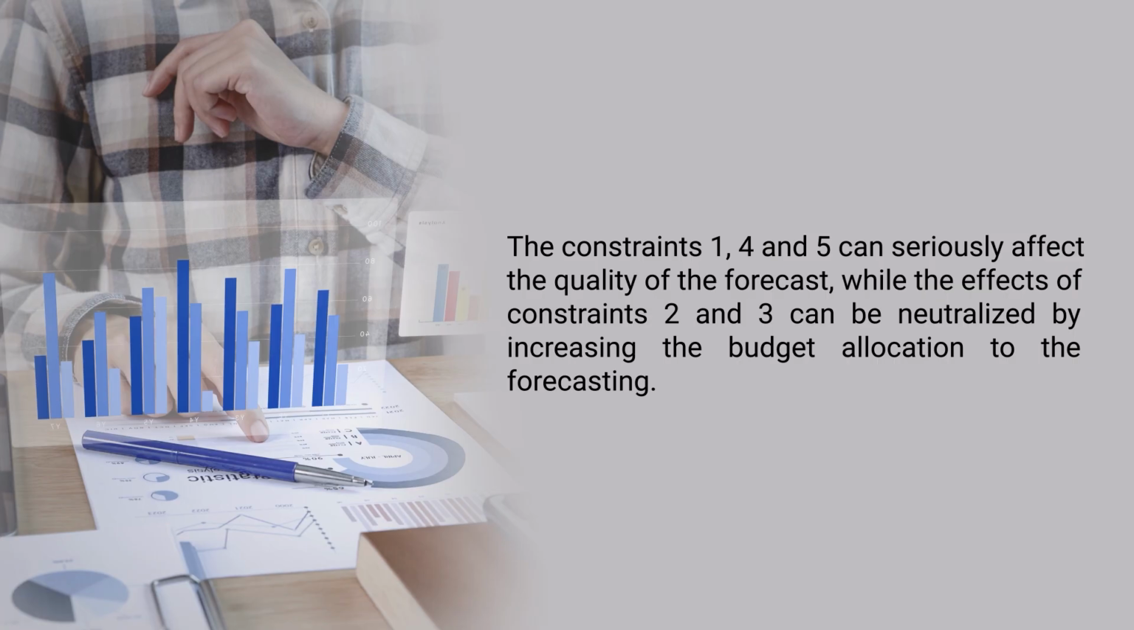can be reduced by increasing the budget allocation to forecasting. Means we have a computing facility there, so we can put more capital into a modern computing facility and more effective, fast computing facilities. And for expertise, the organization's capacity can be added by spending more money to procure the latest method expertise. So this is how constraints 1, 4 and 5 seriously affect the quality of forecast, while the effect of constraints 2 and 3 can be neutralized by increasing the budget allocation to the forecast.